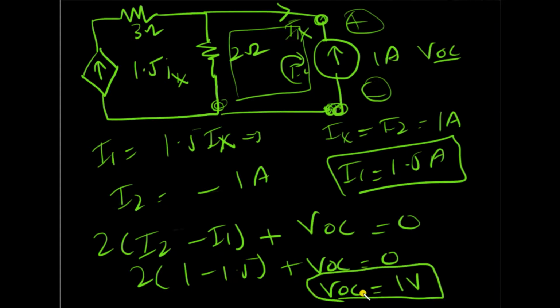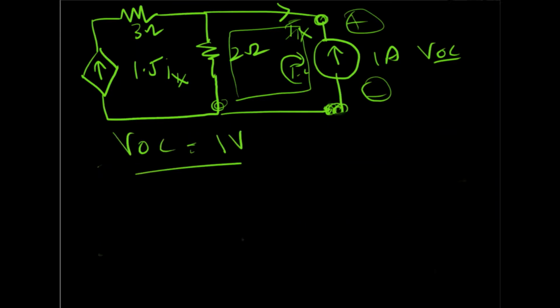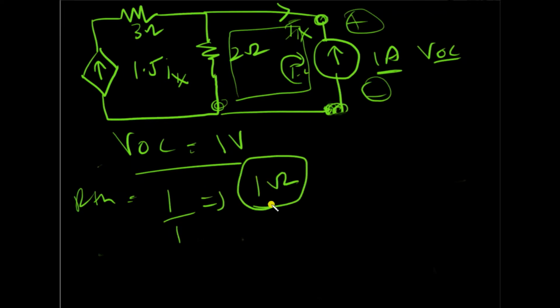So now to find R Thevenin, I can just divide this voltage by the test source I used, 1 amp. So my R Thevenin would be 1 ohm. So this is how you can solve circuits when there are no independent sources involved.